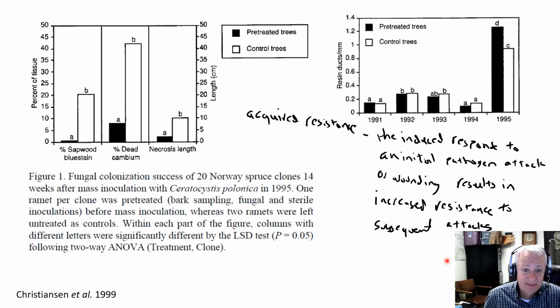And you can imagine this being adaptive, where an initial attack revs up or induces defense responses that then enable that tree to be better resistant to subsequent attacks. So clearly that's an adaptive response. But this is a nice demonstration. And in fact, this Christensen et al. paper was the first demonstration of acquired resistance, I believe, in conifers to fungus. So it's a nice example.